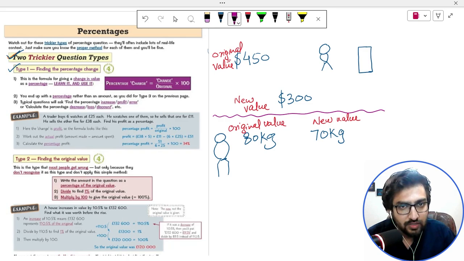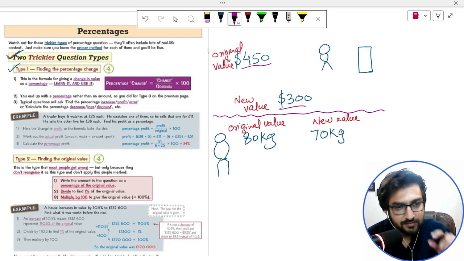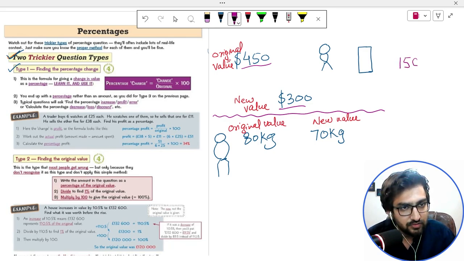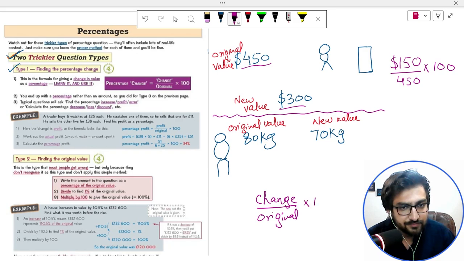You need to find out the change between these two values, the original value and the new value. You need to find out the difference. So the difference is $150. You will write the difference, or change, $150 divided by the original, which is 450, times 100. Let me write the formula: change divided by original multiplied by 100. That is the percentage change.